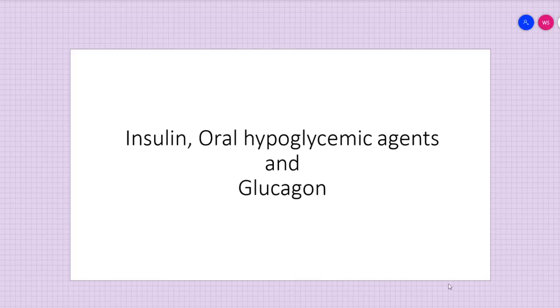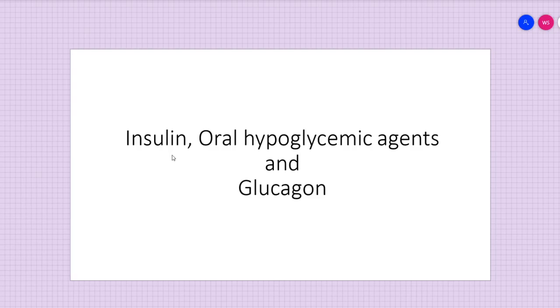In this lecture, we're going to talk about insulin. We're going to talk about oral hypoglycemic agents, and we're going to talk about glucagon. So if you think about it, insulin is secreted from the beta cells of the pancreas. The alpha cells secrete glucagon, and insulin is a drug given for the treatment of diabetes. And oral hypoglycemic agents are agents which reduce the blood sugar. And glucagon is a counter-regulatory hormone of insulin.